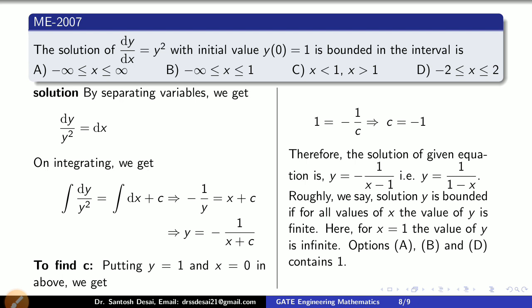Now here you observe that options A, B and D contain 1. So in these intervals, the solution is unbounded. But if you observe option C, here the values of x are less than 1 and greater than 1, but not equal to 1. So therefore, the correct option is option C. So when x is less than 1 or greater than 1, the solution of the equation is bounded in this interval. So this is about the variable separable method and examples.